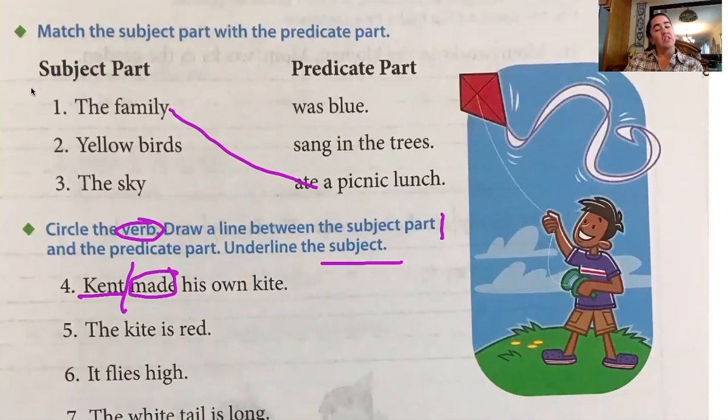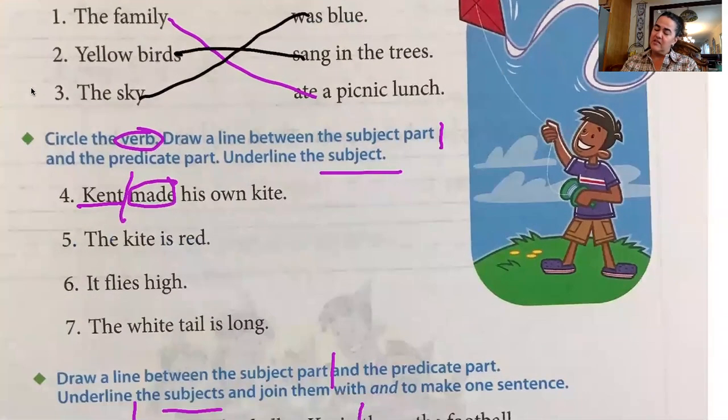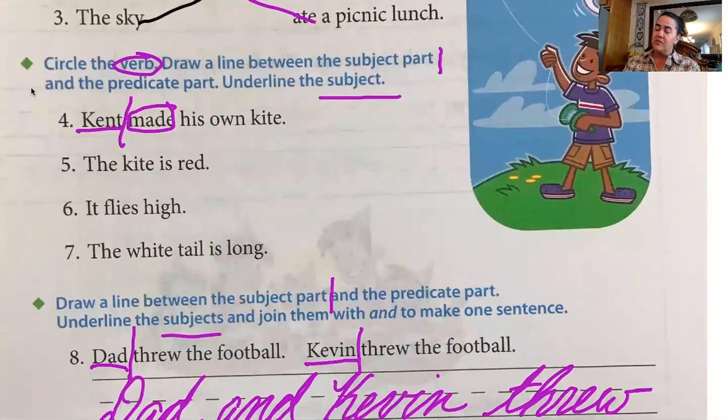Let's see, yellow birds was blue. Makes no sense at all. How about yellow birds sing in the trees? I like it. Good job. And the sky was blue. Good job, second graders. Moving on, we're going to circle the verb, draw a line between the subject part and the predicate part, and underline the subject.